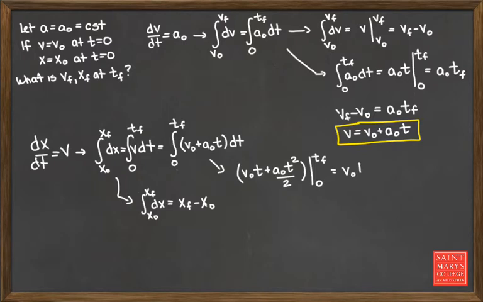So this just becomes the initial velocity times the final time plus 1/2 the acceleration times the final time squared. Putting everything together, the left-hand side is the change in position. The right-hand side is the expression we just derived.